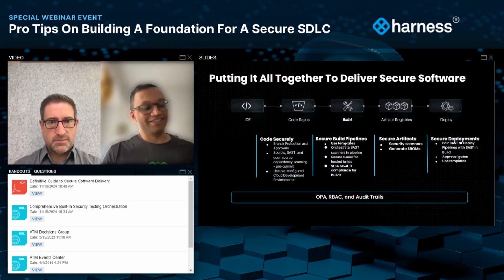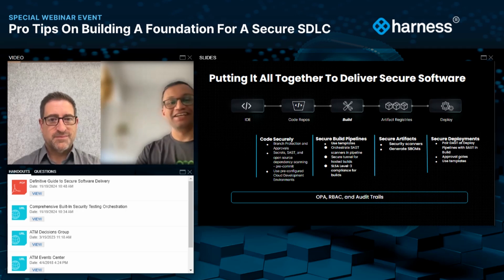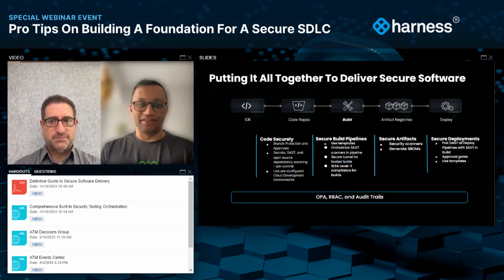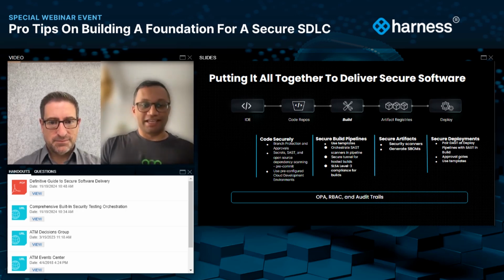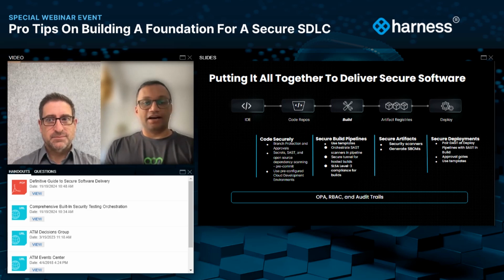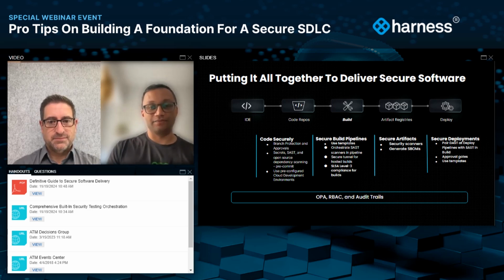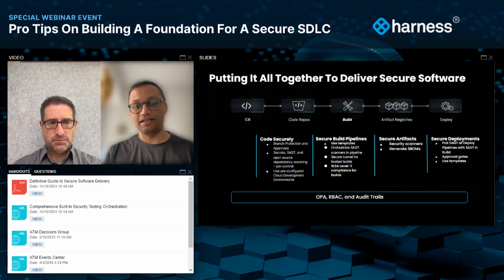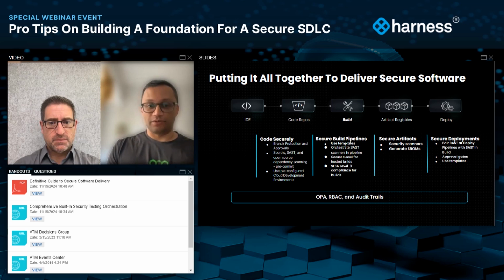All right, so we talked about a lot of things. We covered a lot of things. So let's summarize everything together. So start from coding securely. So branch protection and approvals, using SAST scanners, using pre-configured cloud development environments are all great things to have. Secure your build pipelines using templates, using SLSA compliance frameworks, and then generating SBOMs and having security scanners for your artifacts is extremely important. And then again, using DAST and approval gates are extremely important for deployments as well.